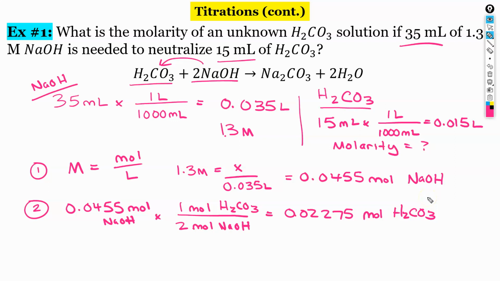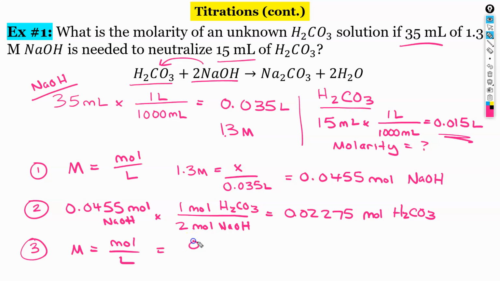Okay, our last step, because we're trying to find the molarity here, is we're going to take the moles of our H2CO3 and turn this back into concentration, a molarity. So molarity is equal to moles over liters. So remember, we know the volume here. We now have the number of moles. We're trying to find molarity. So let's just plug in what we've got.